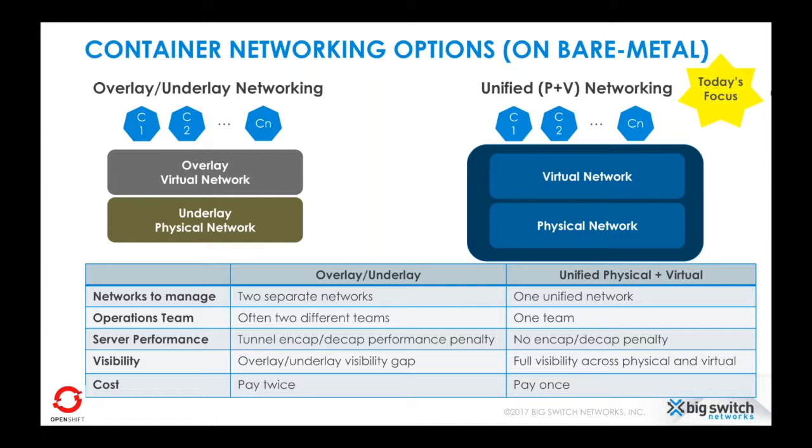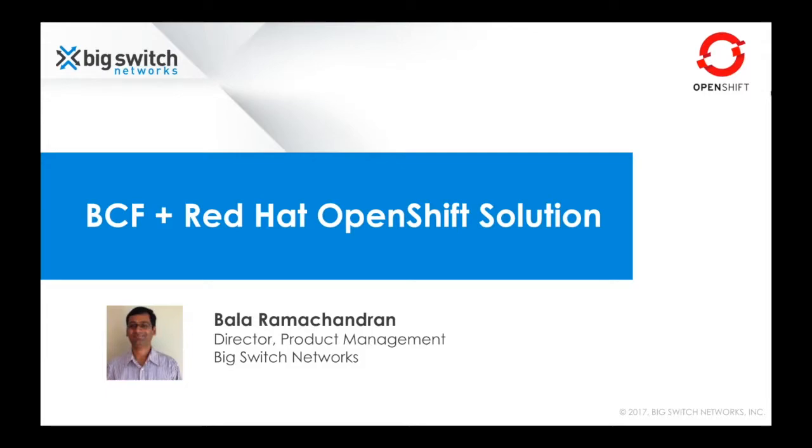Now, with a unified approach, on the other hand, there's a single network, so the experience is uniform. There's typically a single team, cloud or networking team, managing the environment. You can continue to leverage the normal networking constructs and isolation mechanisms without any encapsulation. And you also get a single point of visibility into both the environments, which is a very big advantage when you look at the operational benefits that such environments provide. So next we will see how Big Cloud Fabric and Red Hat OpenShift solution offers a unified physical and virtual networking approach for container environments.